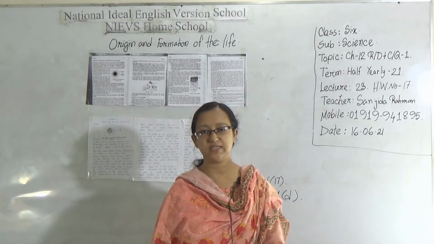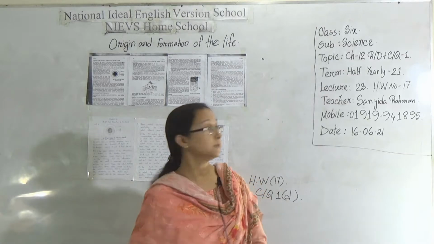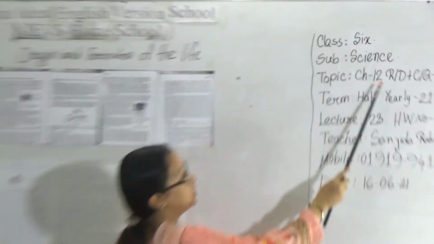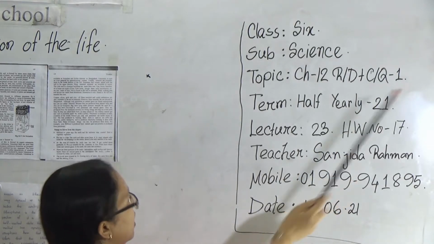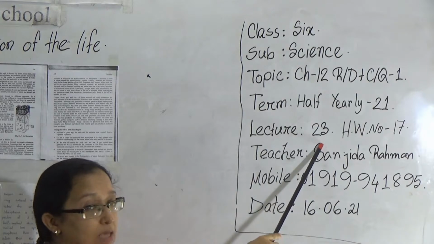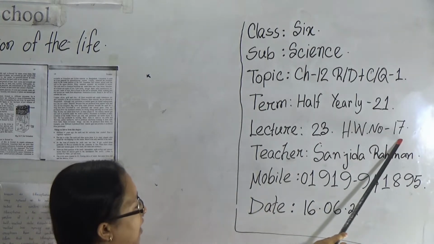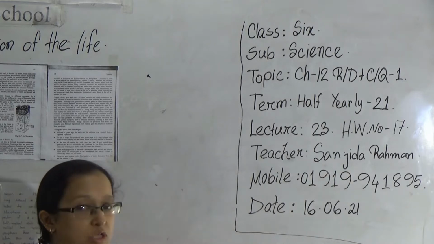Today I am going to take a science class for the students of class 6. Our today's class topic is chapter 12, reading done and creative question number 1, and our lecture number 23. In our today's class we will give you homework, and this number is 17. My name is Sanjida Rahman and this is my contact number.